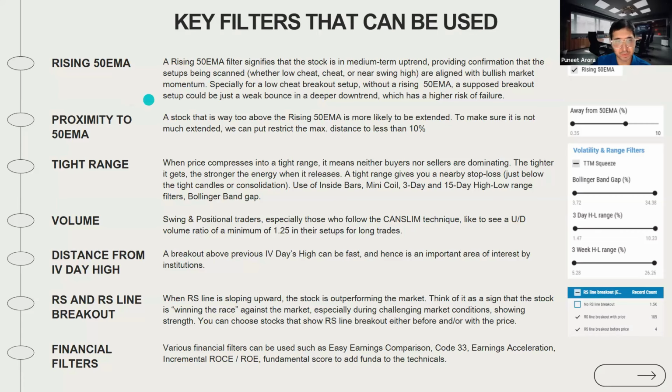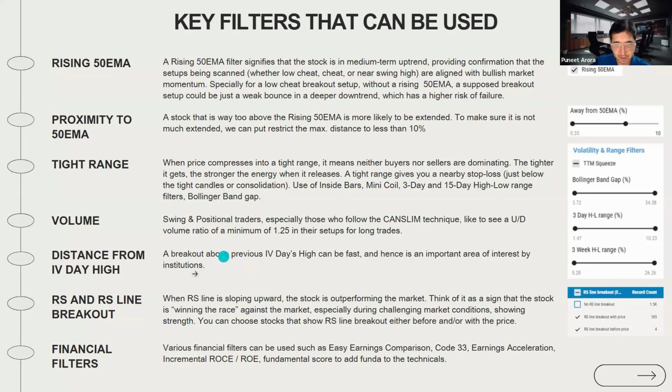Then you can use filters like proximity to 50 EMA or tight range using mini coil, inside bars, 3-day and 15-day high low range. There are volume filters also, like you can put a volume filter for up down volume ratio and keep a minimum of 1 or 1.2. Many swing traders and position traders, when they are scanning for a stock, want to see that the up down volume ratio is at least 1 or 1.2 before the breakout actually happens. Once the breakout happens, the up down volume ratio will rise significantly. But within a base, if the up down volume ratio is more than 1, it signifies that buyers have an upper hand.